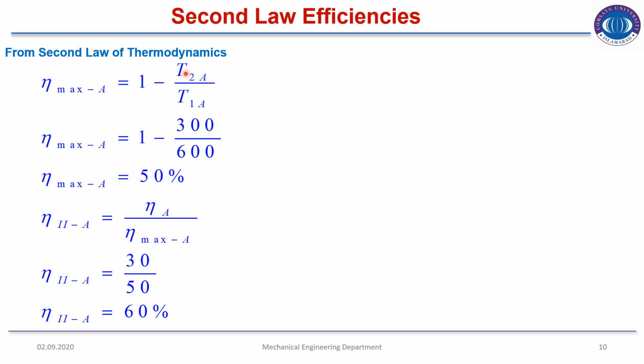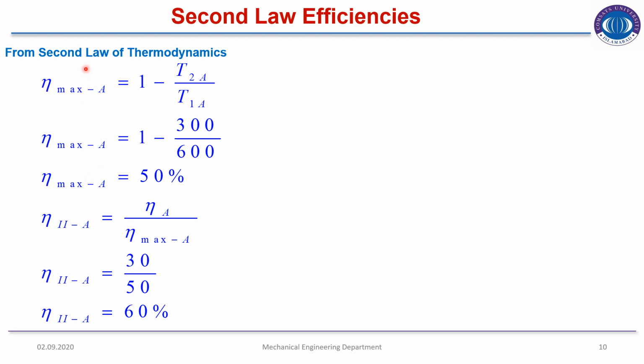So from the second law of thermodynamics, the maximum efficiency: if heat engine A is replaced by a reversible heat engine, then it has the maximum efficiency. So let's suppose heat engine A is a reversible heat engine, then it will have maximum efficiency. To calculate the efficiency of a reversible device, the formula is 1 minus T2A over T1A, or TL over TH. So maximum efficiency for heat engine A is 50%.